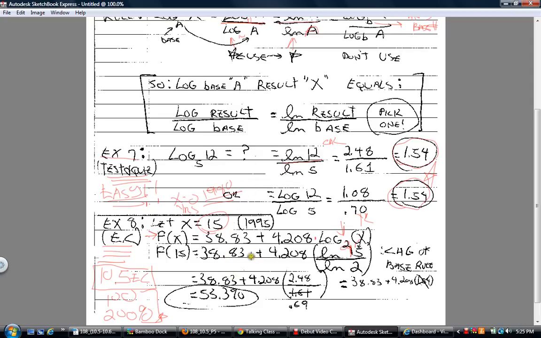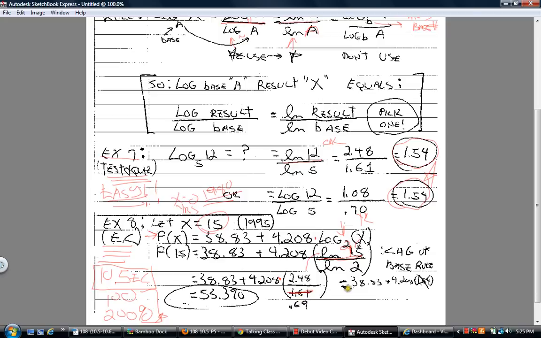Bring down 38.83. Bring down 4.208. Multiply that by the natural log, or the log, of 15 divided by the natural log, or log, of 2. Is everybody okay with me on that? Go into your calculator, punch them in. You're going to get 2.71. You're going to get 0.69. I made a mistake on there.